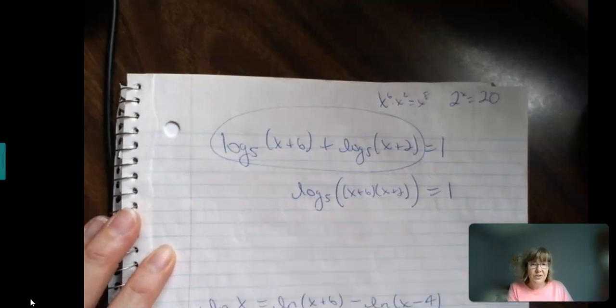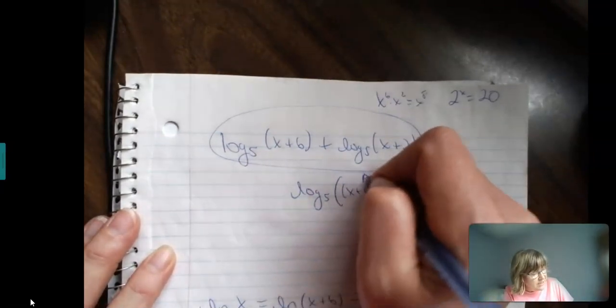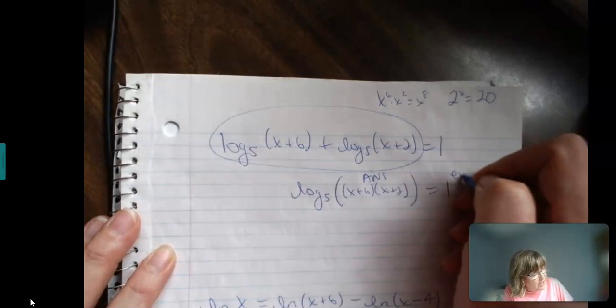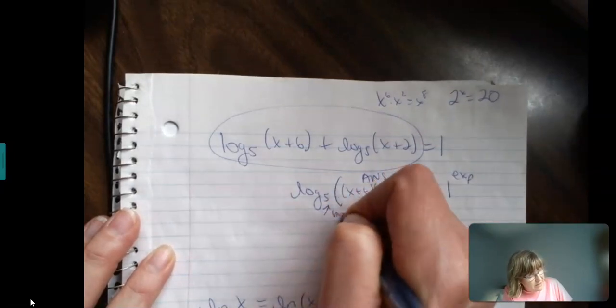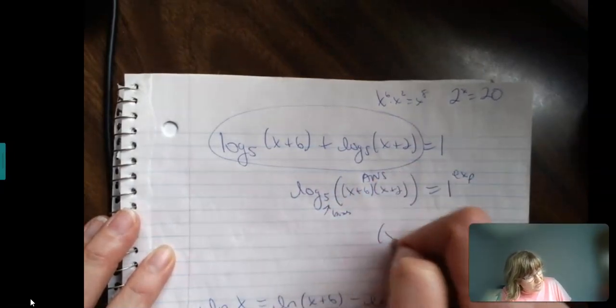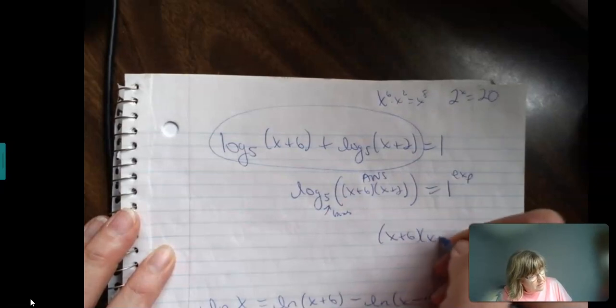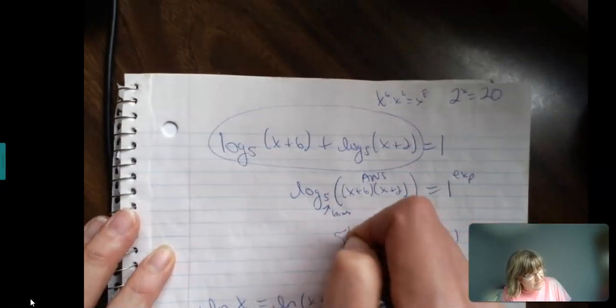Single log, go to single exponential. Logs eat answers. Spit out exponents. This is your base. So you're like, oh, so the answer is this. The base was 5 to the first power.